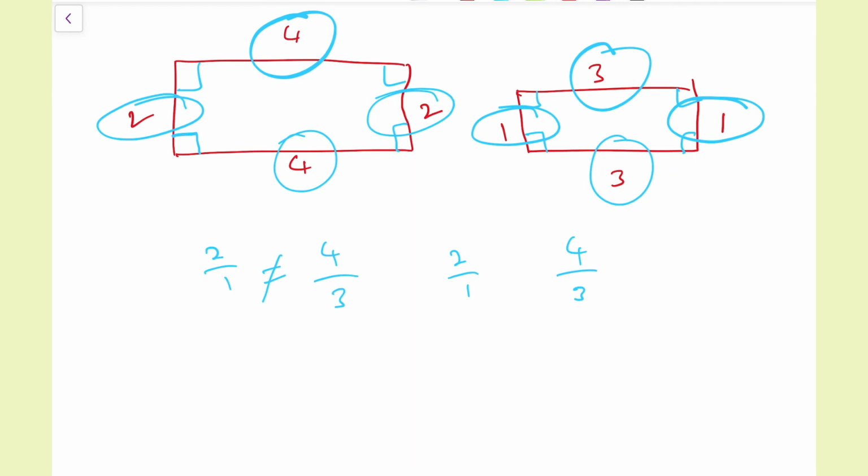So here corresponding sides ratio is not equal. Even though it is satisfying the first condition, that is corresponding angles are equal, the corresponding sides ratio is not equal. So we cannot say that all the rectangles are similar to each other.